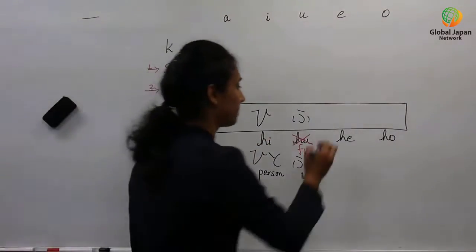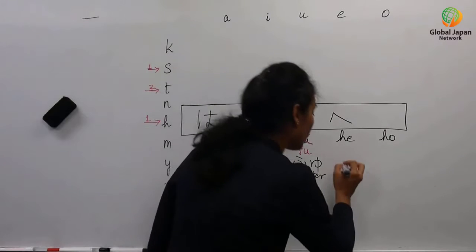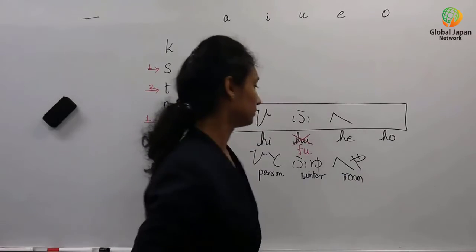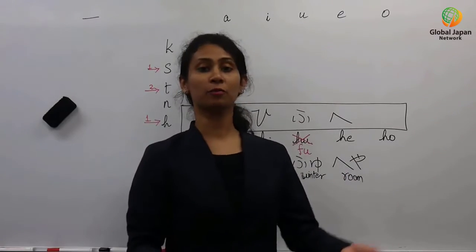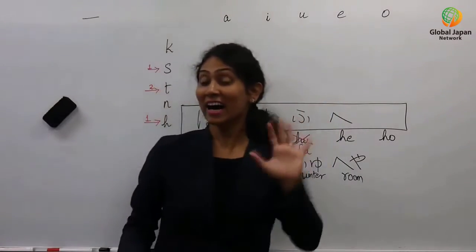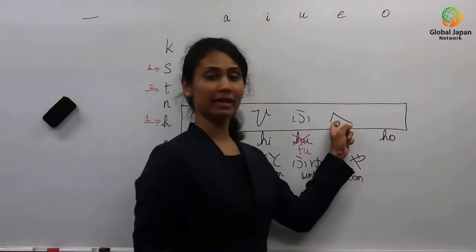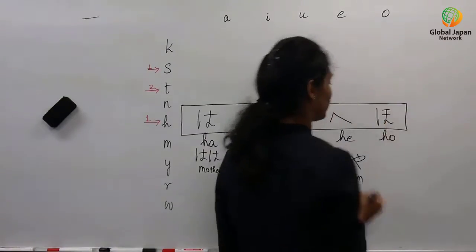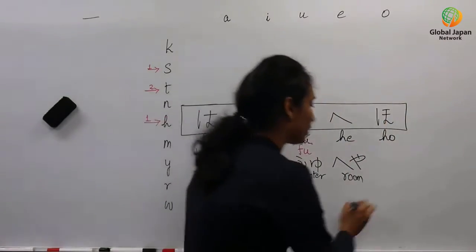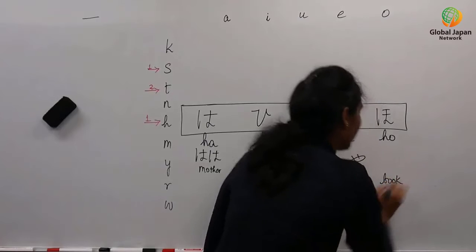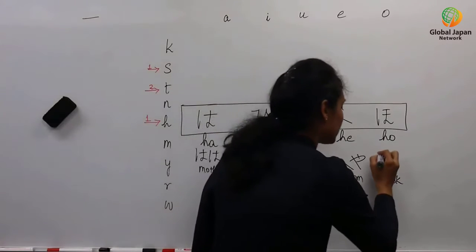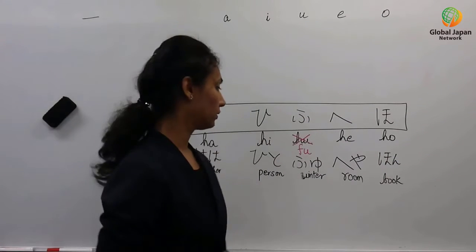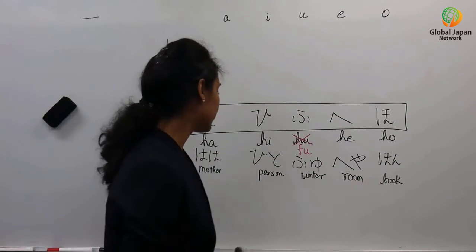He. An example word for this, heya means room. It's like when you enter a room, they tell you, heya, you're back, hi. So, heya means room. Ho. An example word for this, book in Japanese is called hon. So these are the example words.